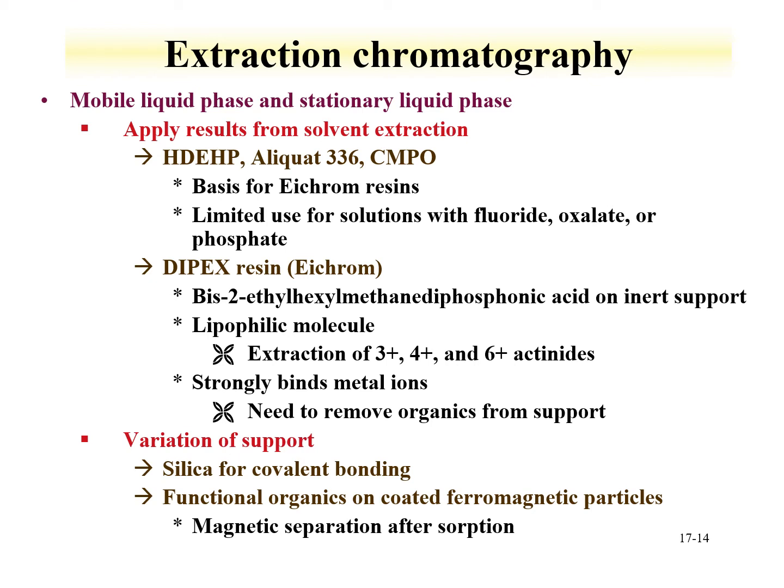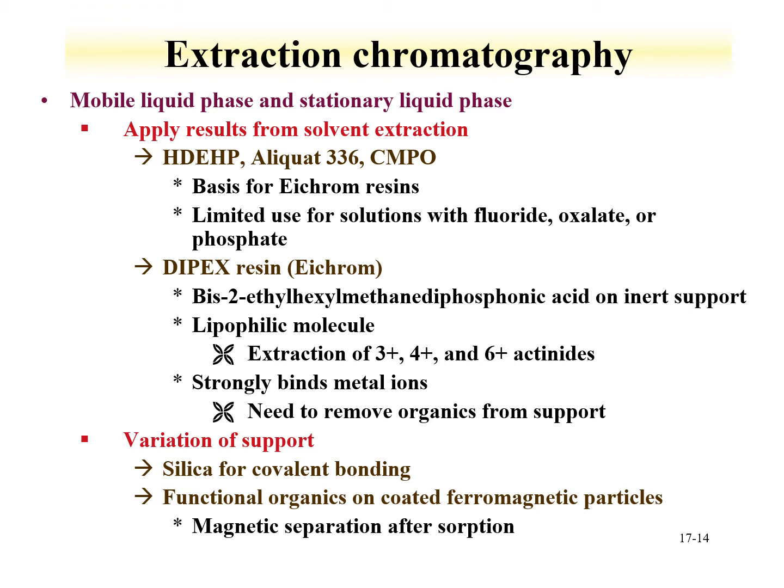There are some limitations in the solution depending upon what sort of ligands you have. These are mainly based upon the fact that these ligands will coordinate strongly with the metal ion, preventing interaction with the resin. There is another resin from Eichrom which uses ethylhexyl methane diphosphonic acid on an inert support, and this extracts trivalent, tetravalent, and hexavalent actinides. In fact, this resin binds those metal ions so strongly that there's a need to remove the organics from the support in order to liberate the metal ions from the column.